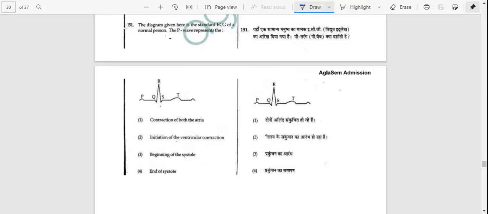Today we will discuss the remaining questions from 150 to 180 of NEET 2013 Biology. First, question number 151. The diagram given here is the standard ECG of a normal person. The P wave represents: the contraction of both the atria, the initiation of ventricular contraction, the beginning of the systole, or the end of the systole. Answer is option A, that is contraction of both the atria.